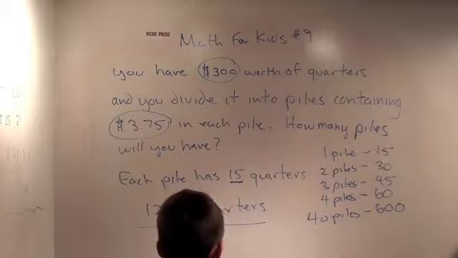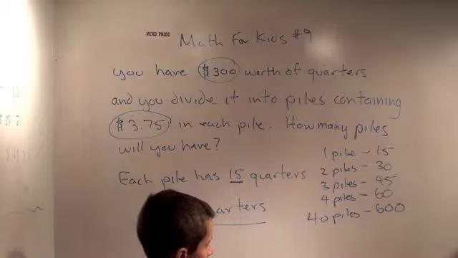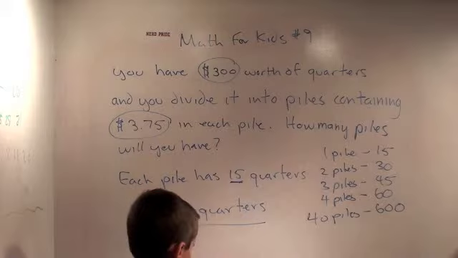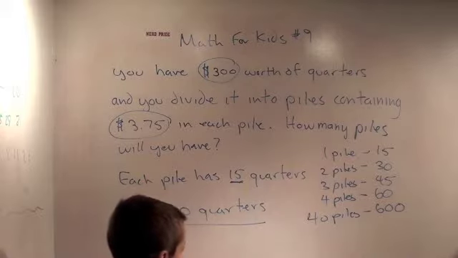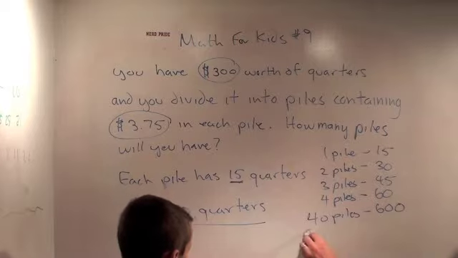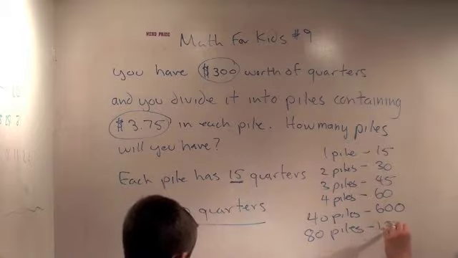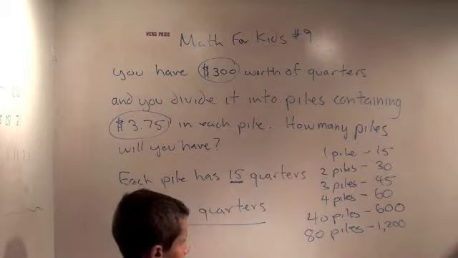Well, we don't have 4,000 piles though. How many quarters do we have? We have 1,200. How many quarters are in 40 piles? 600, and that's half of 1,200. It sure is. So it's 80. 80 piles. Does that make sense? Yeah.